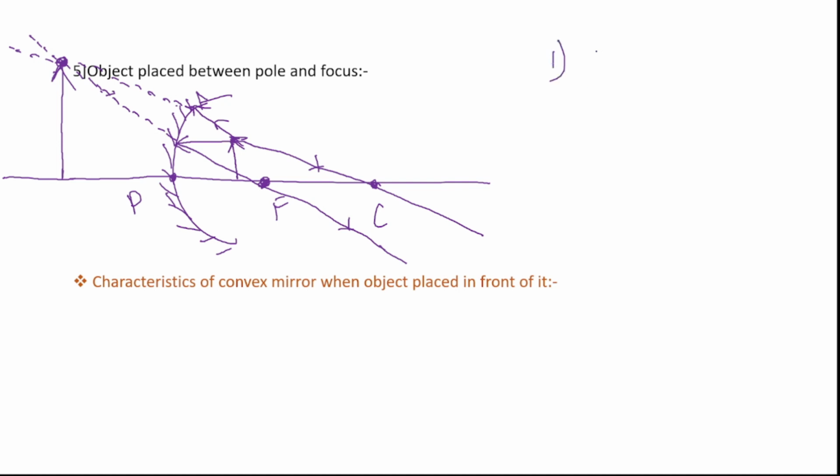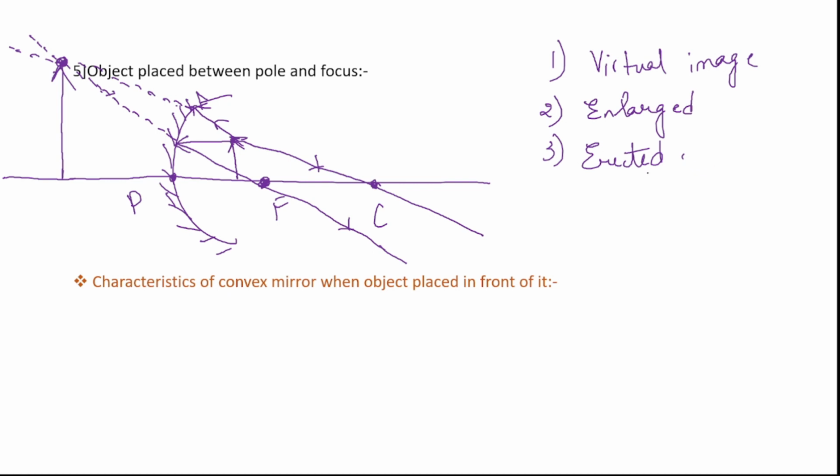The first characteristic of the image which is formed when the object is placed between pole and focus is that it is a virtual image. Second, the image is enlarged, that is, the size of the image is more than the size of the object. Third characteristic is erect, that is, the image is formed upright, so it is an erect image. So these are the three characteristics of the image when the object is placed between pole and focus.